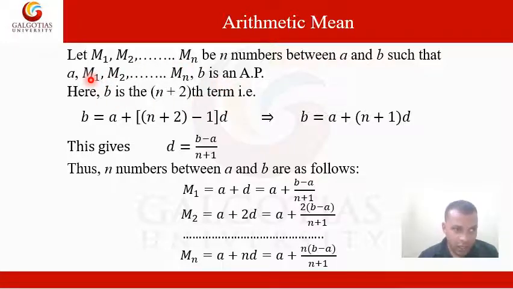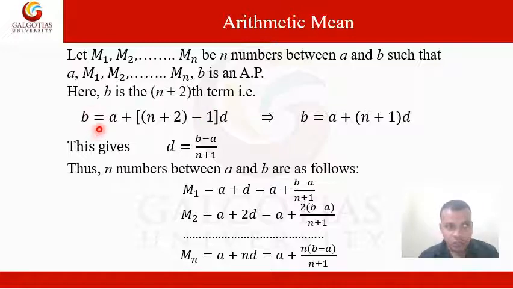You can see the first term is a, of course. So m1 to mn, how many terms will there be? This will be your n terms. Total, how many terms up to mn? So a is also included, so n plus 1 terms will be there up to mn, and b is your (n plus 2)th term. That means a total of n plus 2 terms will be there.